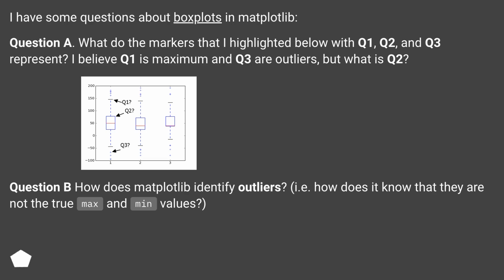Question B. How does matplotlib identify outliers? i.e., how does it know that they are not the true max and min values?